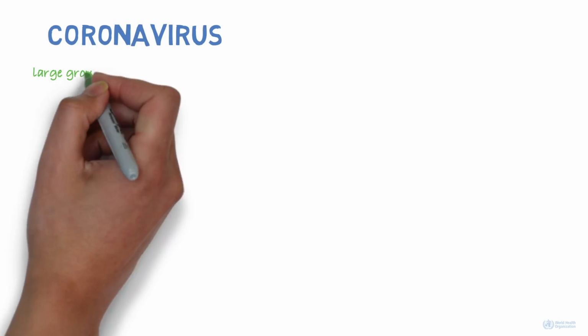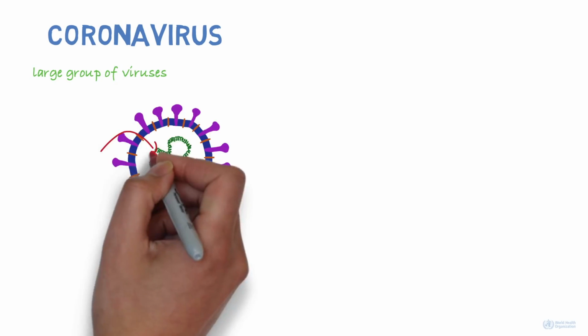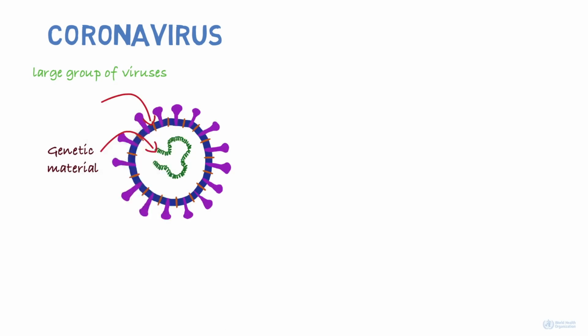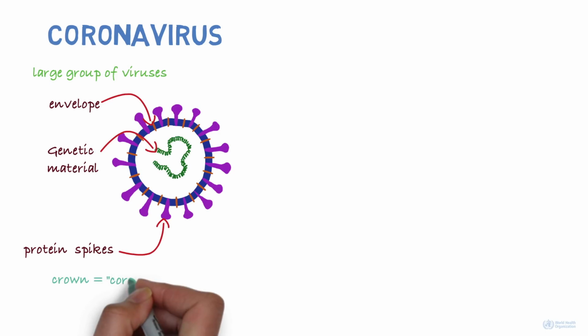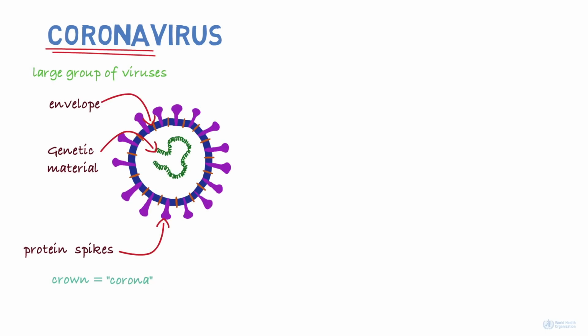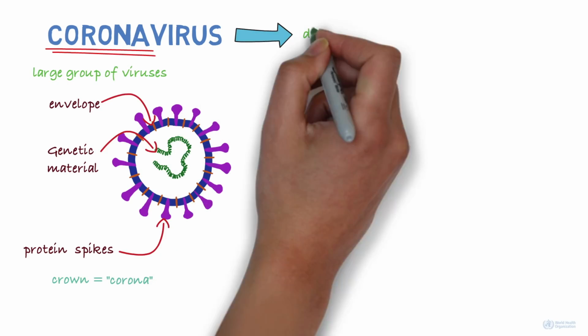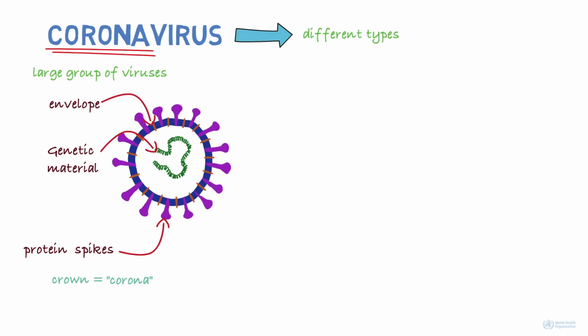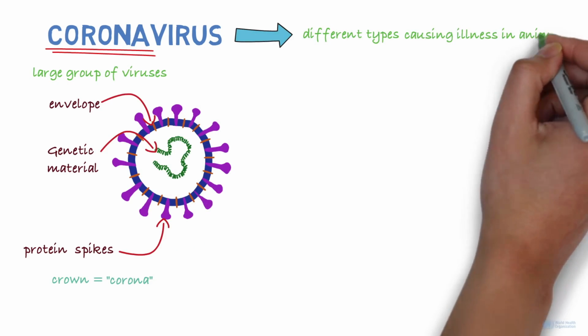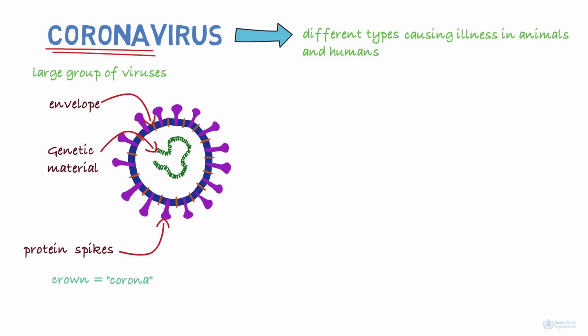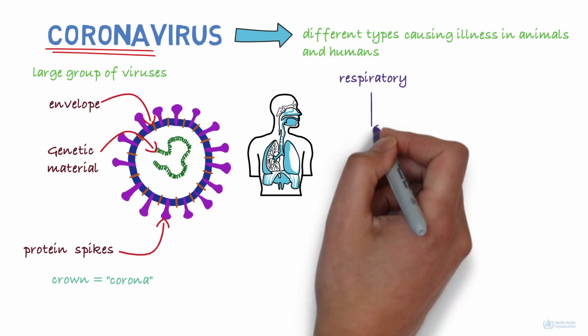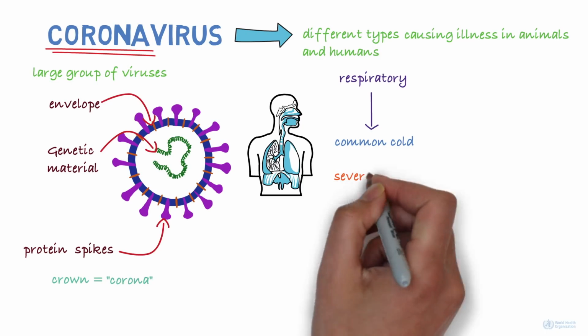Coronaviruses are a large group of viruses. They consist of a core of genetic material surrounded by a lipid envelope with protein spikes. This gives it the appearance of a crown. Crown in Latin is called corona, and that's how these viruses get their name. There are different types of coronaviruses that cause illness in animals and humans. In humans, coronaviruses can cause respiratory infections ranging from the common cold to more severe diseases.